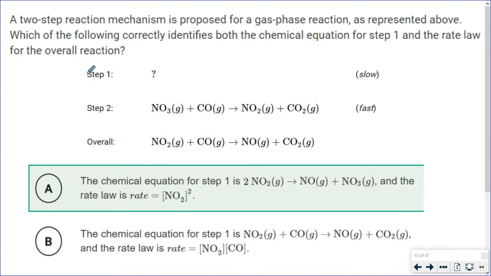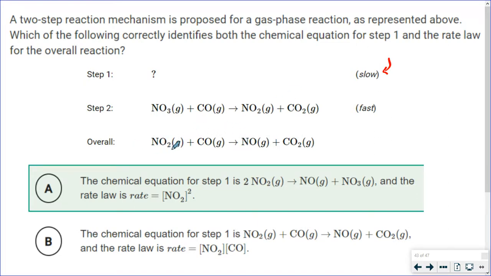So the rate law for this chemical reaction is going to depend on the slow step. It depends on this step right here. That's your rate determining step. But we don't have any information about this step. So how do we get that information? Well, step 1 and step 2 have to add up to the overall reaction.